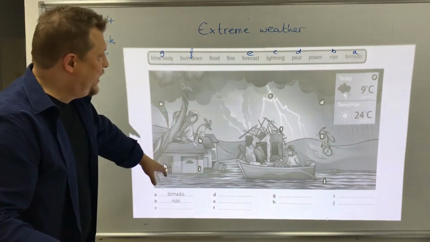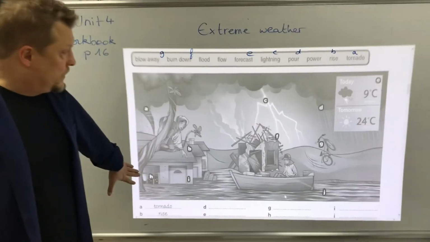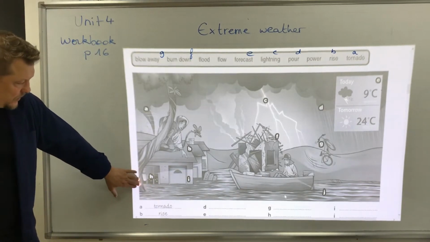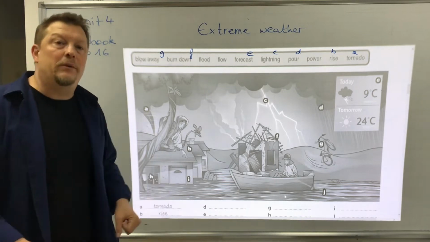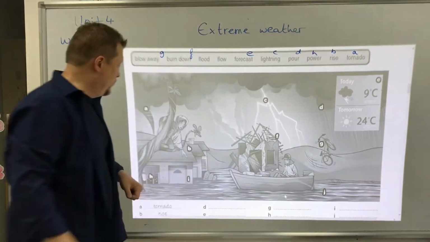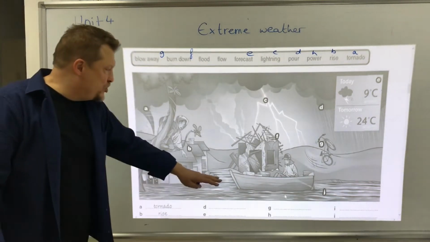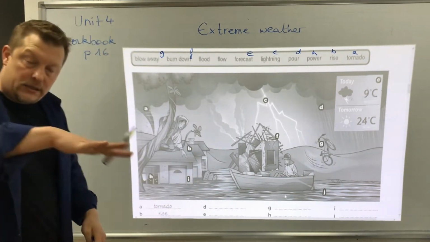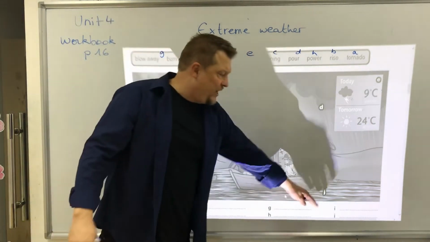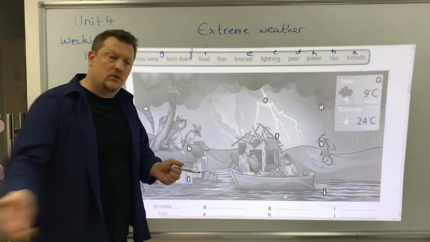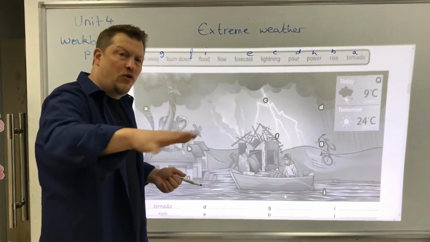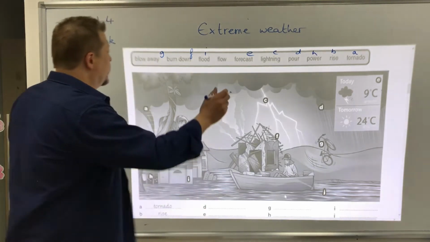And then we've got H right here. You can see the light inside the house, so that would be the power, okay? H is power. I and J, similar. I is the actual flood, and J is flow. So the water, the dirty water is flowing. It flows.